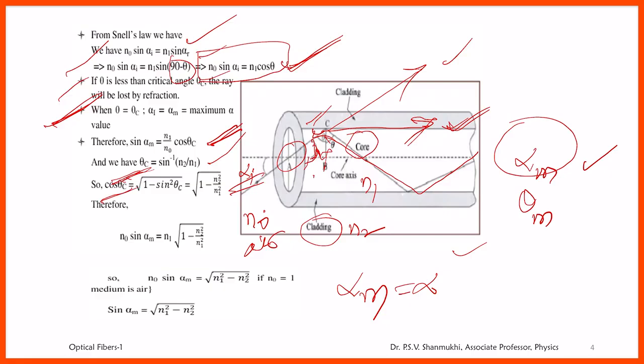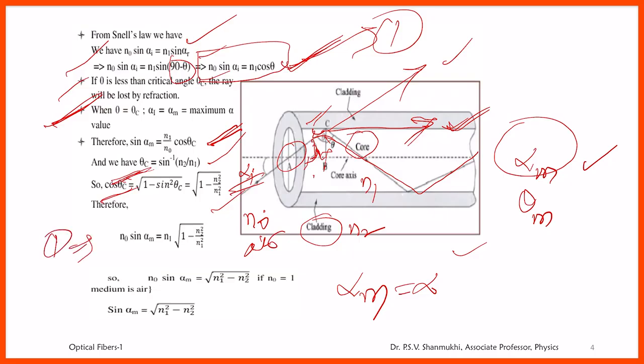Then from that, what is cos theta c? It is the square root of 1 minus sin square theta c, or the square root of 1 minus N2 square by N1 square. That is cos theta c. Substitute the same thing in this equation. Suppose you take it as equation number 1. So from equation 1, what do we get?